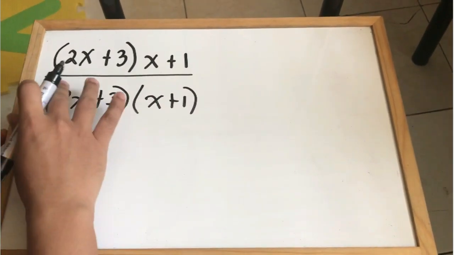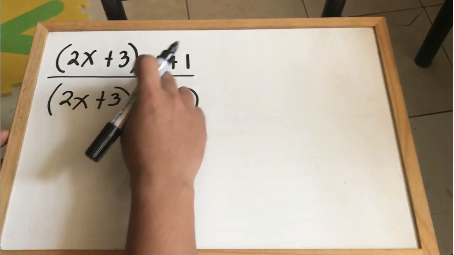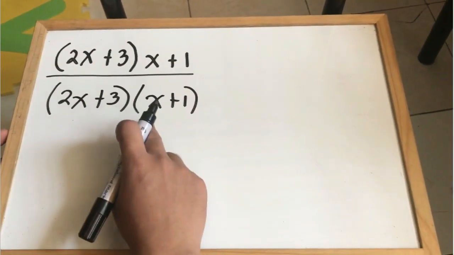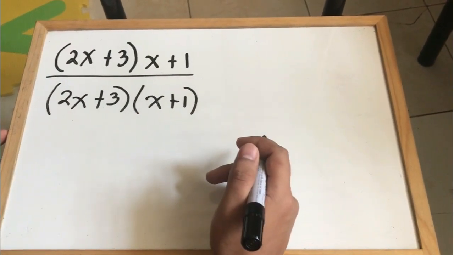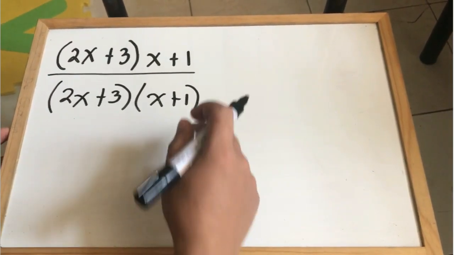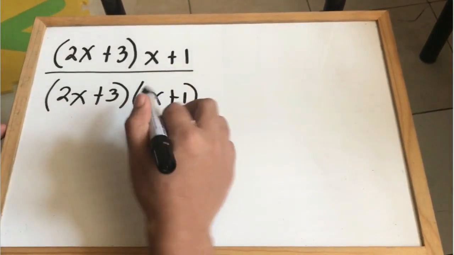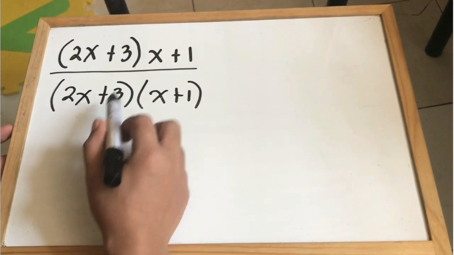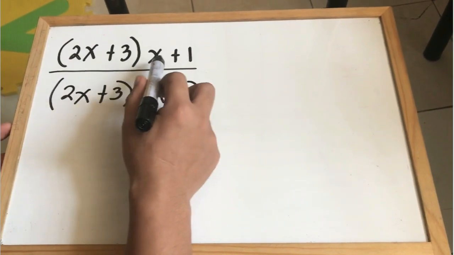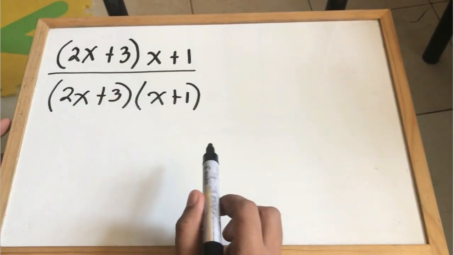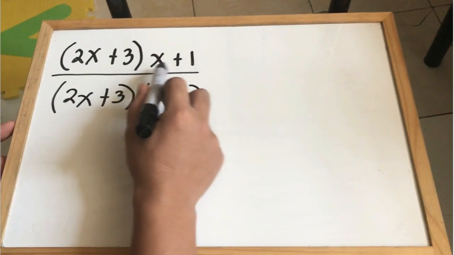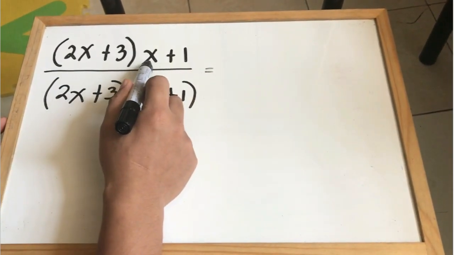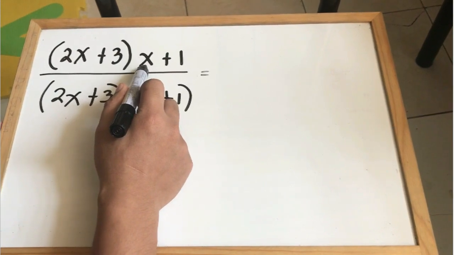Simplify the quantity 2x plus 3 times x plus 1, all over the quantity 2x plus 3 times the quantity x plus 1. Basically, if we study the given, we cannot cancel 2x plus 3 and 2x plus 3. Why? Because we have parentheses here and this expression does not contain any parentheses. So the first step is we need to distribute x, the one outside the parentheses.